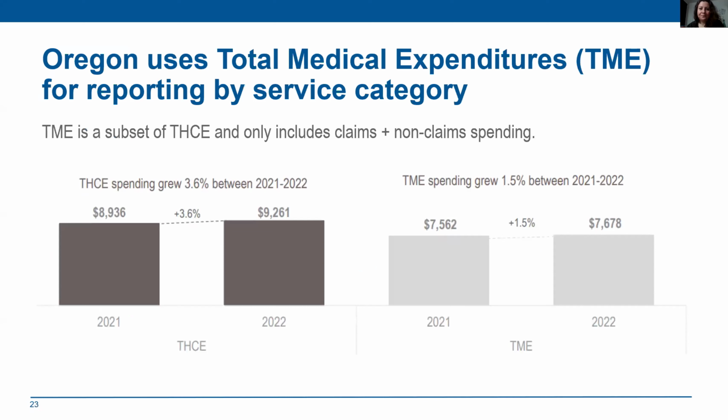Next slide. So like I said, we have those two different measures and we're about to switch gears. Everything we talked about previously was the total healthcare expenditures, those dark gray bars, but now we're going to talk about just total medical expenditures. So only the claims and the non-claims based spending. TME spending only grew 1.5% in this time period. So we're now talking about lower cost growth overall as we talk about service category spending.